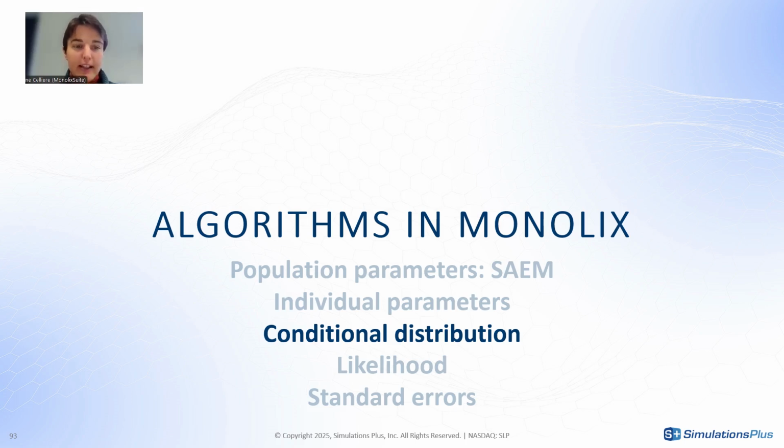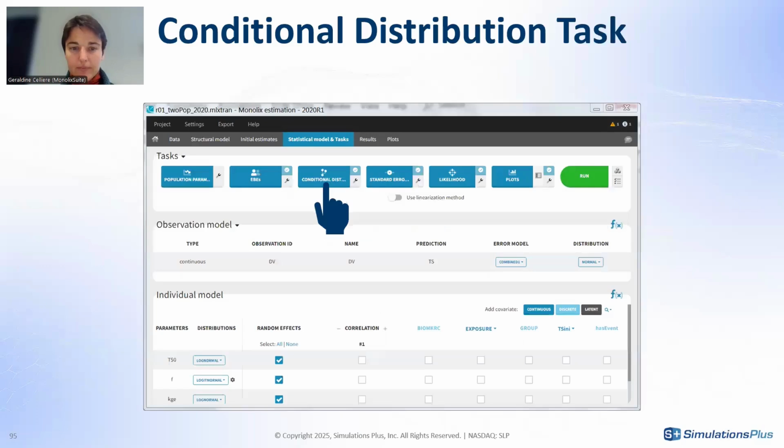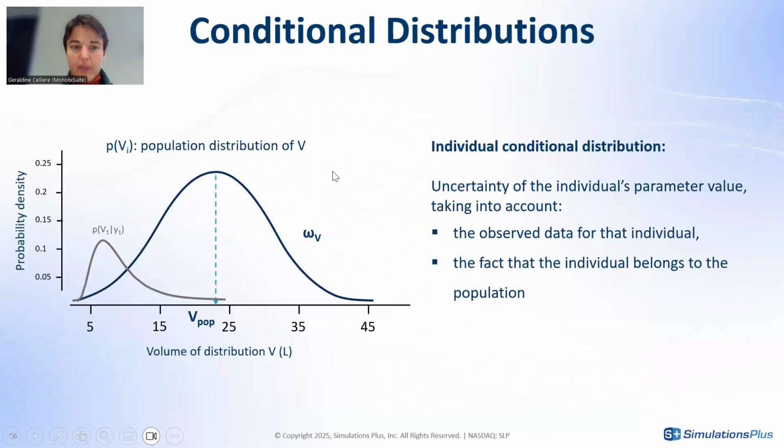And the next task is the conditional distribution. So it's the third task in the workflow. And really, the meaning of the conditional distribution is that it is first a distribution. We have one for each individual, and it represents the uncertainty of the individual parameter values.